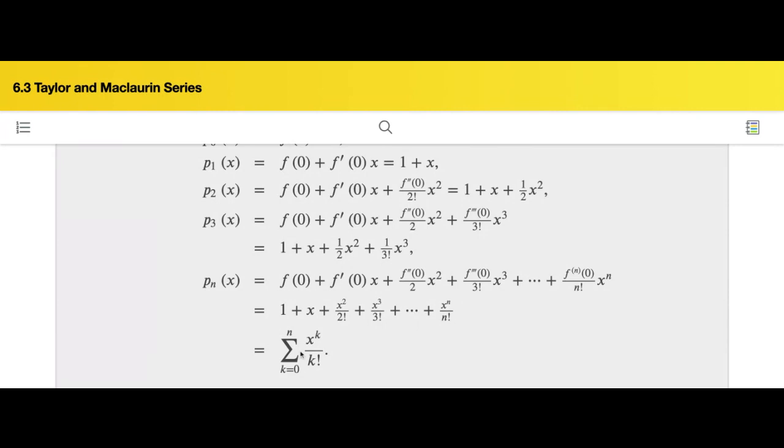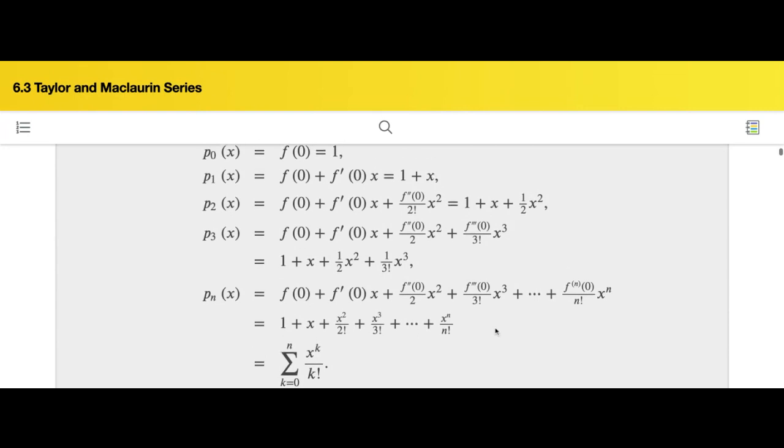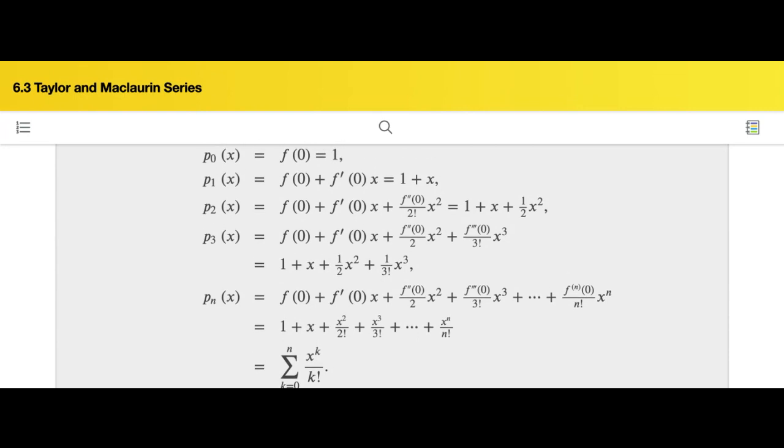If we want to write it in summation sign, we can write x raised to k divided by k factorial. k starts with 0 because the first term is 1. So the first term is 1, so we want to index k starting from 0 up to n, right? Up to n. So this is the nth order polynomial representation for the function e to the x.